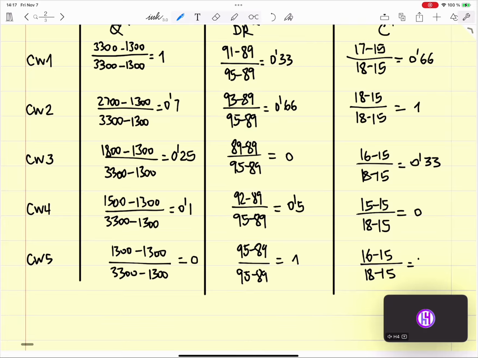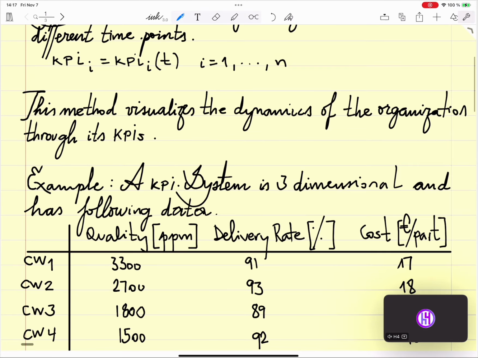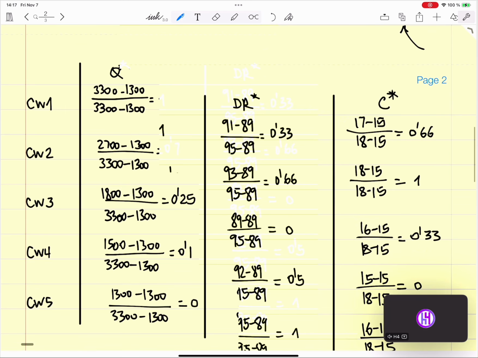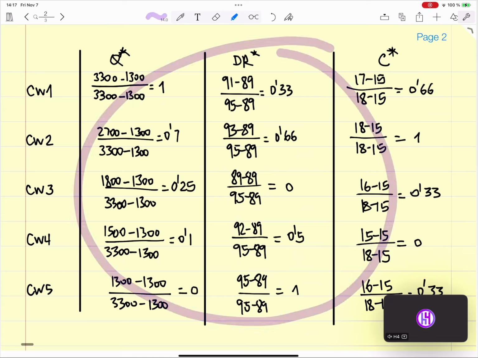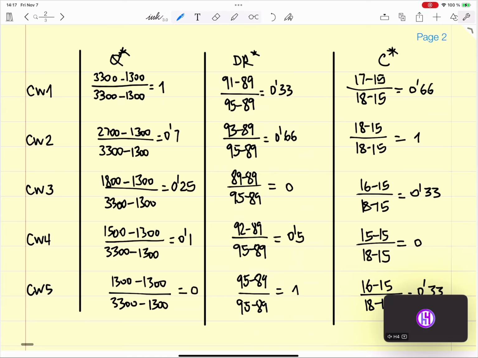Okay? So we have now normalized our initial data set, and now we can compare it. We can perform an analysis based on this normalization. Okay? Good. Any questions?